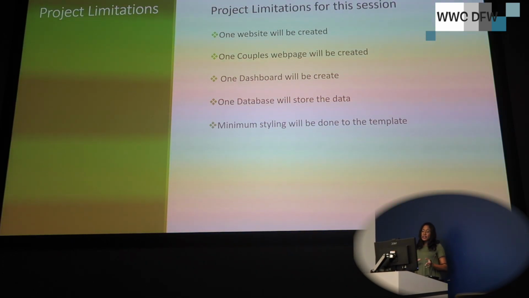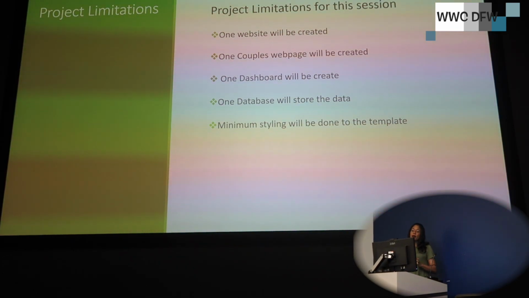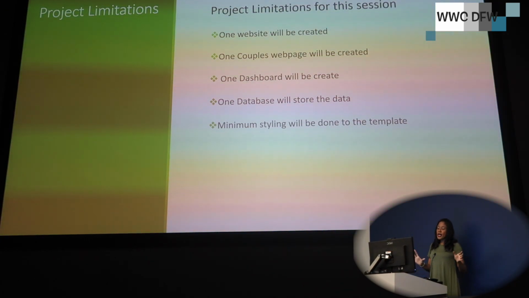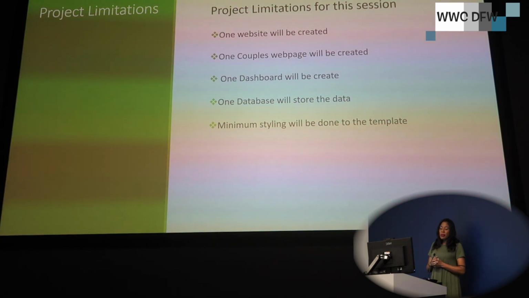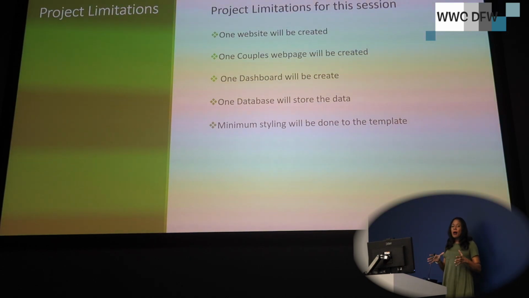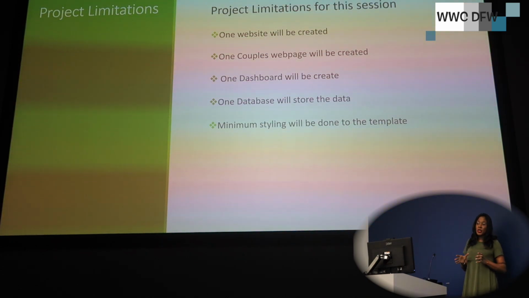For this specific project, before we get into looking at the app, I want to explain some of the limitations. We're just going to create one website, one couple's web page, and one dashboard, with a couple extra things in there. We'll have one database that will store the data. We will do minimum styling on the template, as this project is more about making the application dynamic as it relates to data in, data out, and changing up things on the UI.